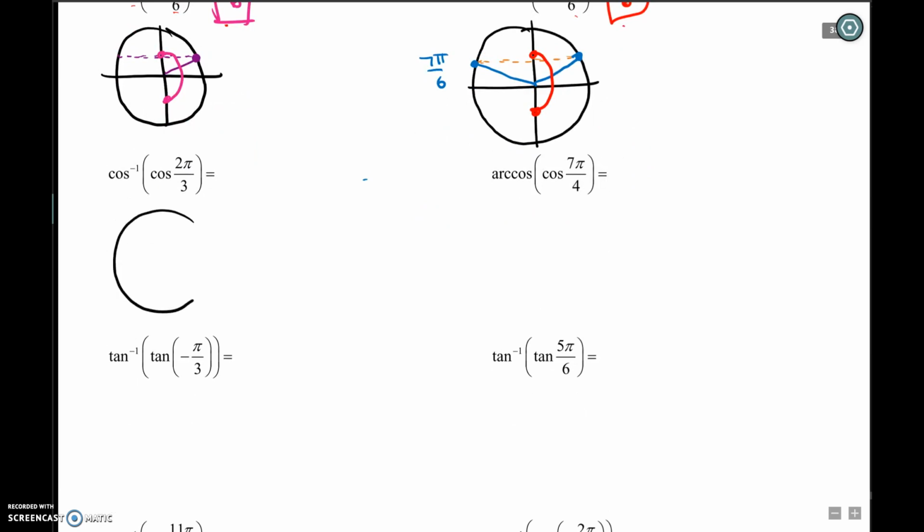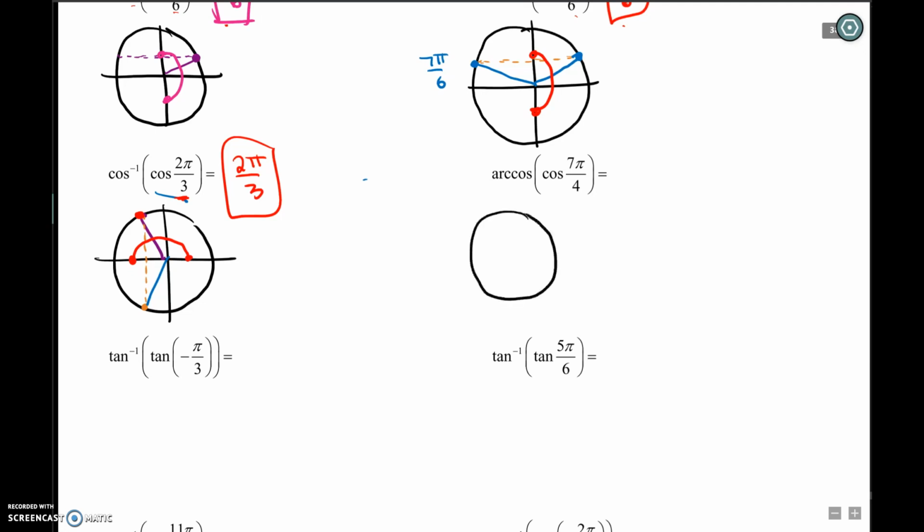Cosine. 2 pi/3 is right here. Cosine is the x-coordinate, so these are the two angles that will have this ratio for the cosine. However, when I take the inverse cosine of that ratio, what angle is it going to give me? Well, it's going to give me the angle from 0 to pi, excuse me. So yeah, it is going to give me this angle, this 2 pi/3. Because this angle is in the output range of that inverse cosine, that's just going to undo it.